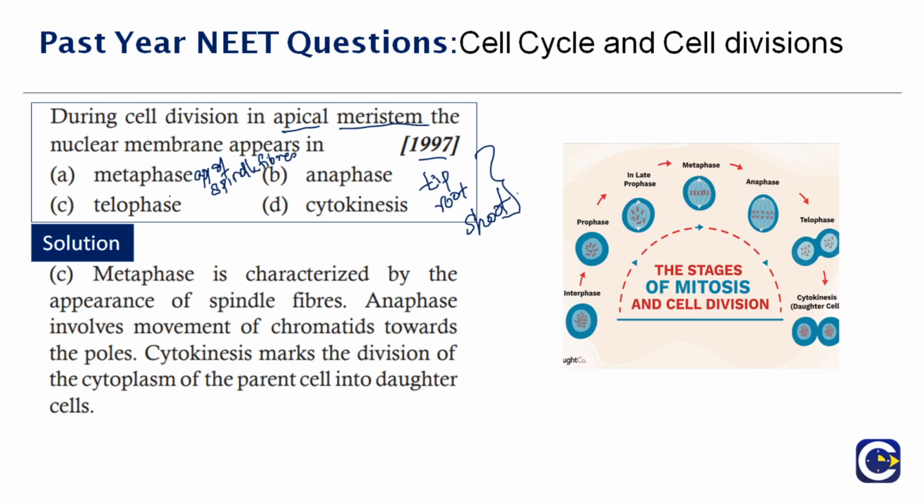Now to your right side, you can see a clear image of the mitosis and cell division which happens in a normal eukaryotic cell. It starts initially with interphase and slowly ends with cytokinesis. So during cell division in apical meristem, the nuclear membrane appears in telophase. Option C is the answer.